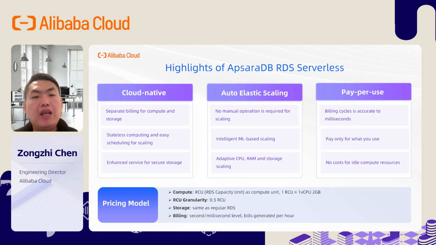The price model is RCU, RDS capability unit, as the compute unit. As we said before, 1 RCU is equal to 1 vCPU and 2 GB. And then the minimum RCU granularity is 0.5 RCU. The storage is the same as the regular RDS instance. The billing is at the second and millisecond level. Bills will be generated per hour.